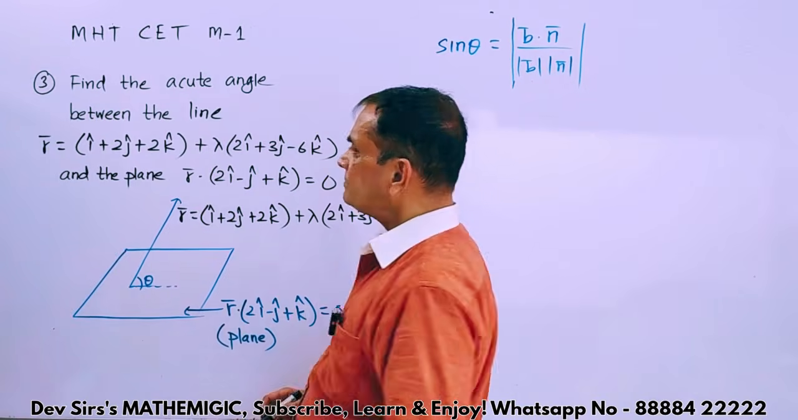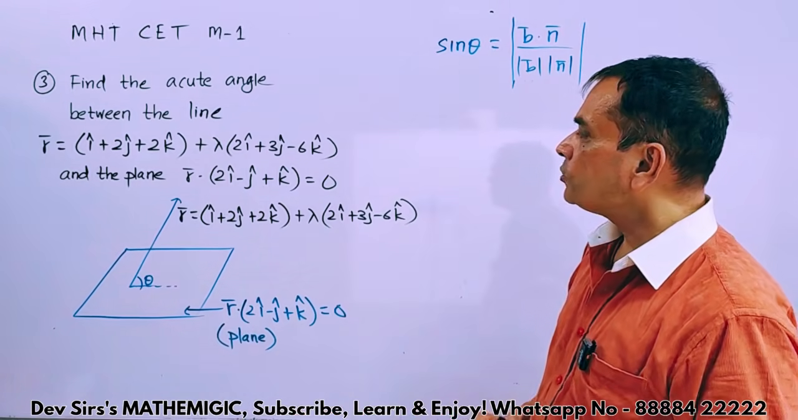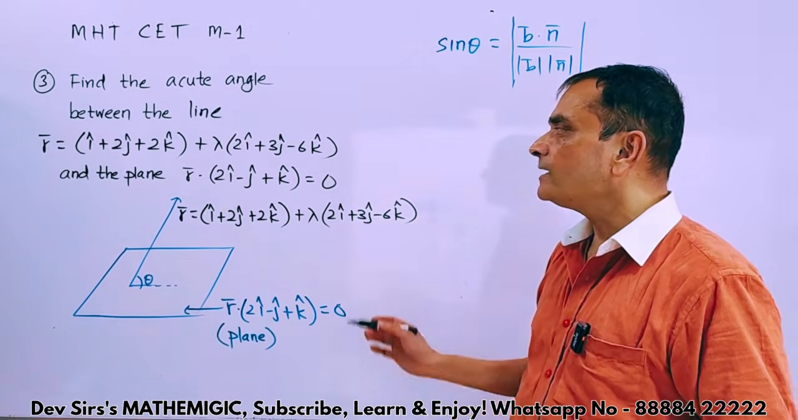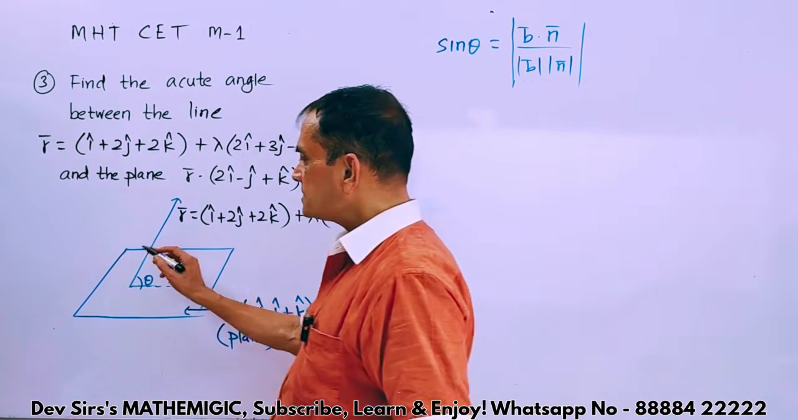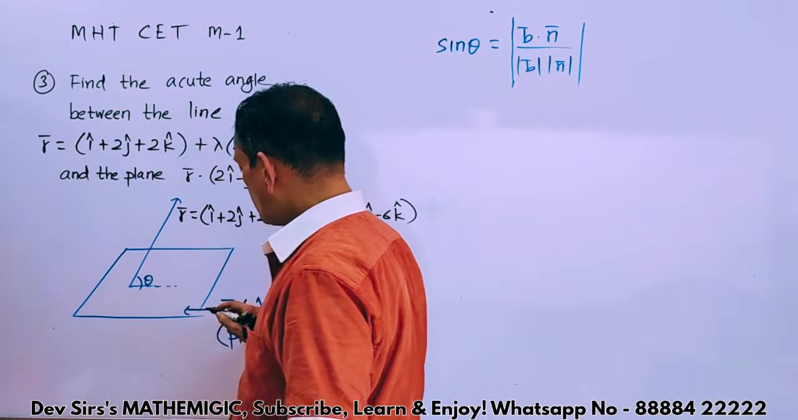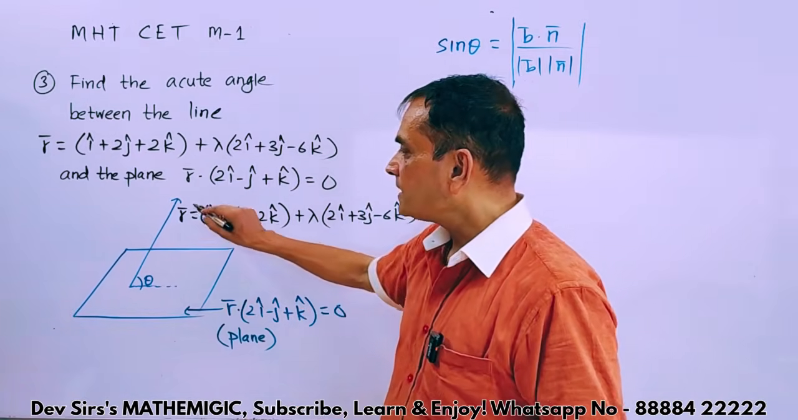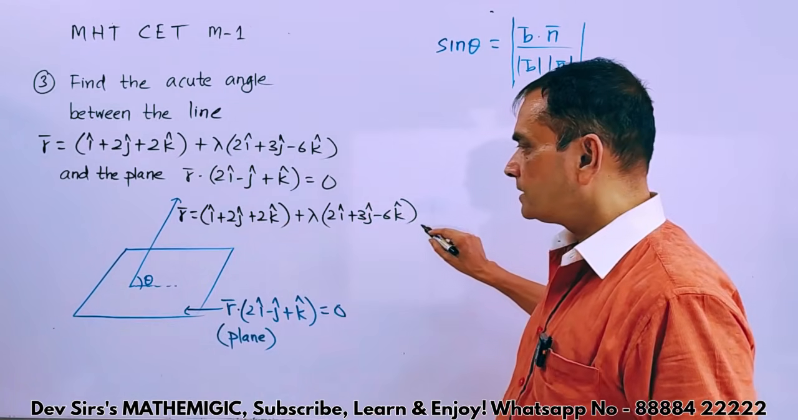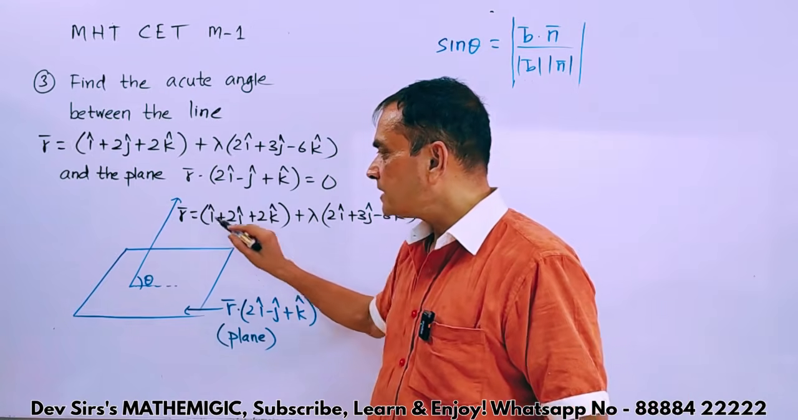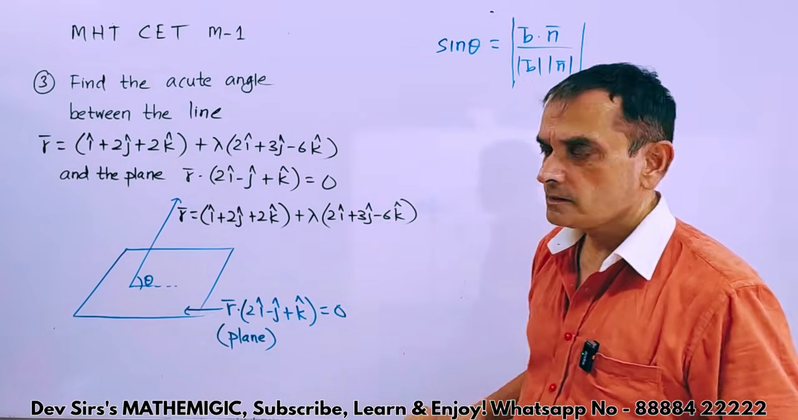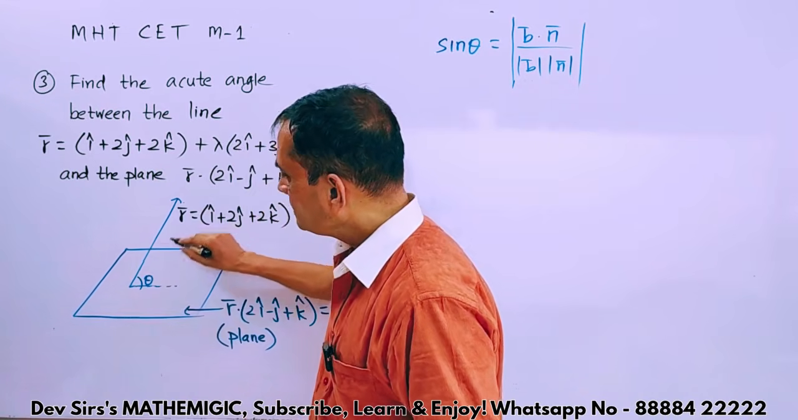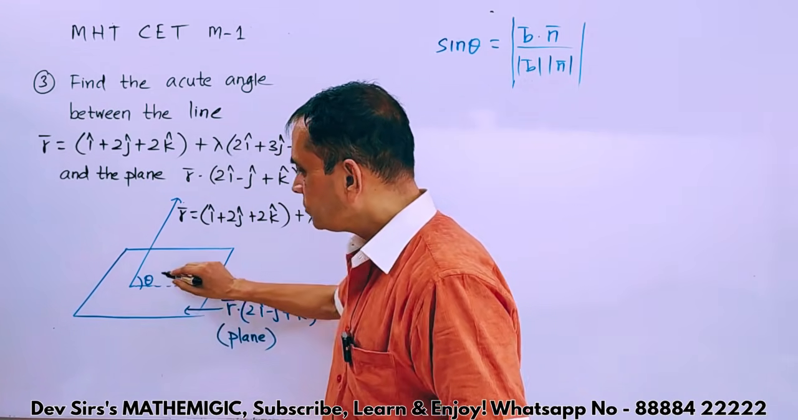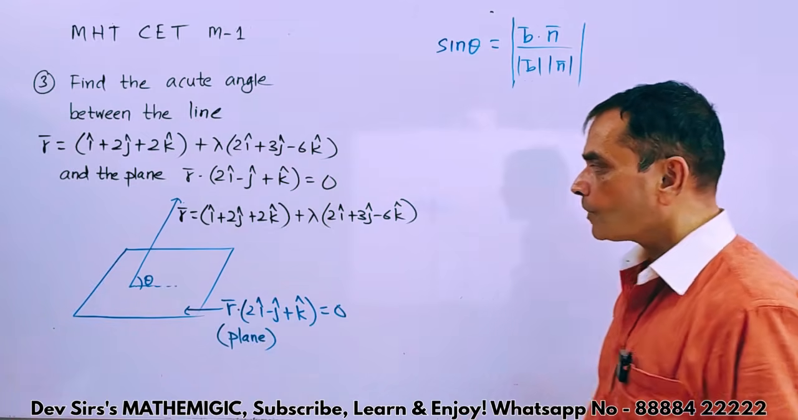दिस इज अ डिफरेंट सम टू फाइंड द acute angle between a line and a plane. Means what? This is the plane whose equation is given. This is the line whose equation is given. Find the angle between the line and the plane. So this angle is shown over here. This is the line, this is the plane. You have to find out theta.